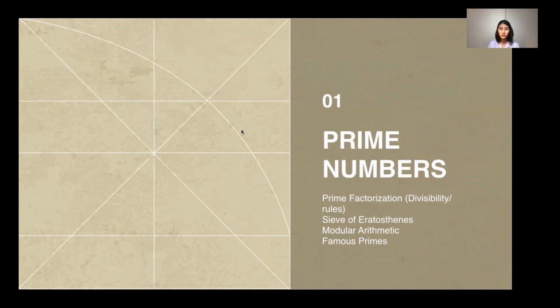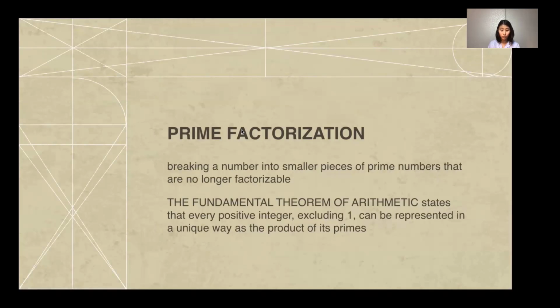So now let's take a look at prime numbers. What we did just now is called prime factorization, and it's breaking a number into smaller pieces of prime numbers that are no longer factorizable. So the fundamental theorem of arithmetic states that every positive integer, excluding 1, can be represented in a unique way as the product of its primes.